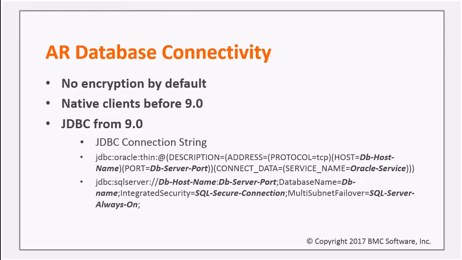Version 9 moved the platform to a Java codebase and started using JDBC drivers for database connectivity, which are included as part of the server package. This standard specifies the database connection parameters using what's called a JDBC connection string. The format of this string varies between databases, but the AR system builds it using values from the server ar.conf configuration file. The DB hostname, DB port, and several other options are read and used to construct the string, which is then used by the JDBC driver to establish the database connection.